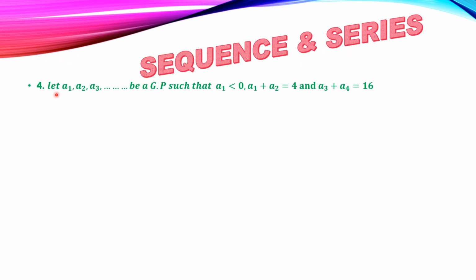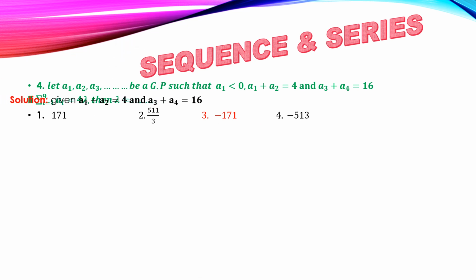Now the fourth problem is: let a1, a2, a3 and so on be a geometric progression such that a1 is less than 0, a1 plus a2 equals 4 and a3 plus a4 equals 16. And if the summation i equals 1 to 9, ai equals 4 lambda, then the value of lambda equals dash. The given options are: first one is 171, second one is 511 by 3, third one is minus 171, fourth one is minus 513.